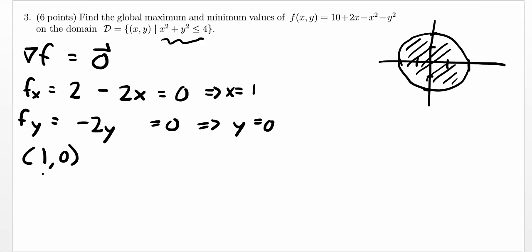Now we should always make sure that this point is actually in our domain. So if you can't see immediately that the point is right here, you can plug into the inequality and make sure you get something true. 1 squared plus 0 squared less than or equal to 4. Well, clearly 1 is less than or equal to 4. So this point is in our domain.